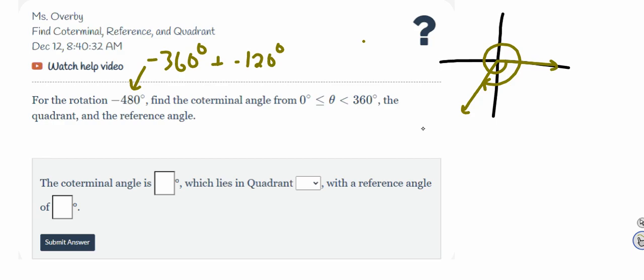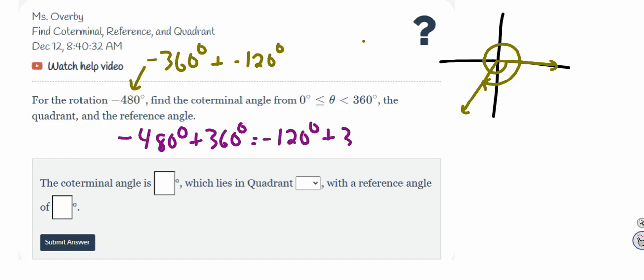All right, so it's saying find the coterminal angle. So let's do this. Coterminal angle, we're going to take negative 480, and we're going to add 360, and we're still going to be negative, aren't we? When we do that, we should be negative 120, right? And then we've got to add another 360 to it. And so that's going to be 360 minus 120, and we'll get 240. And 240 lies within the parameter of from 0 to 360. All right, so coterminal angle is 240.